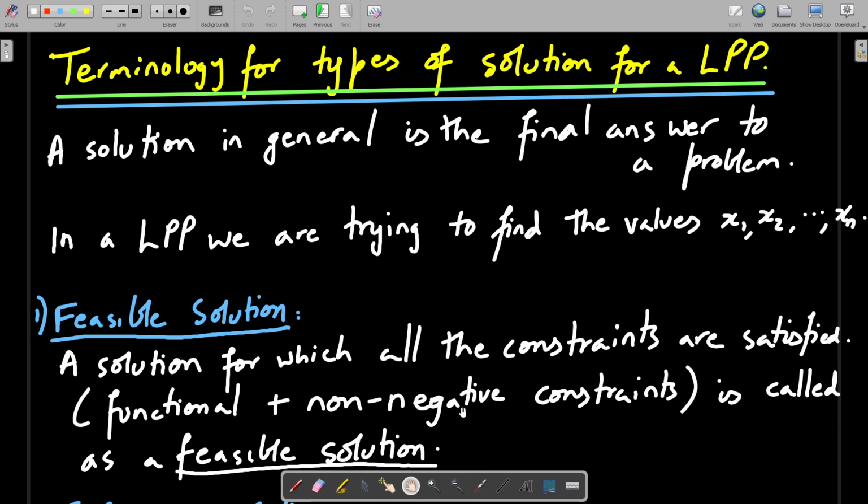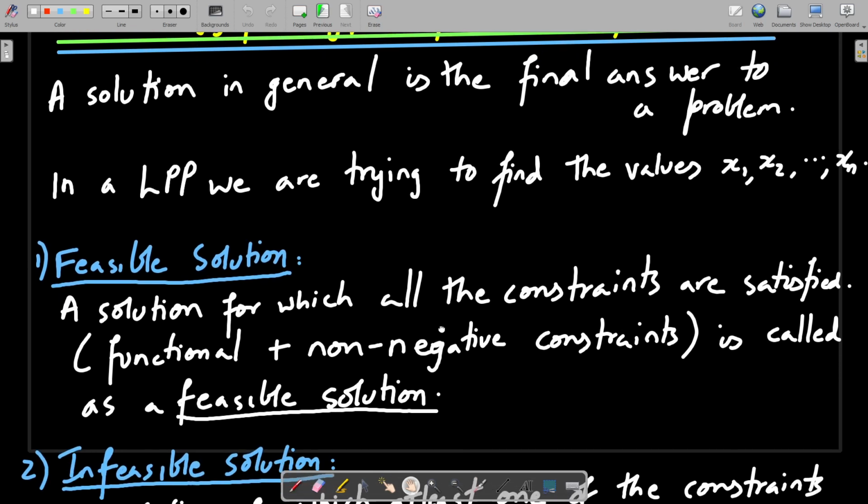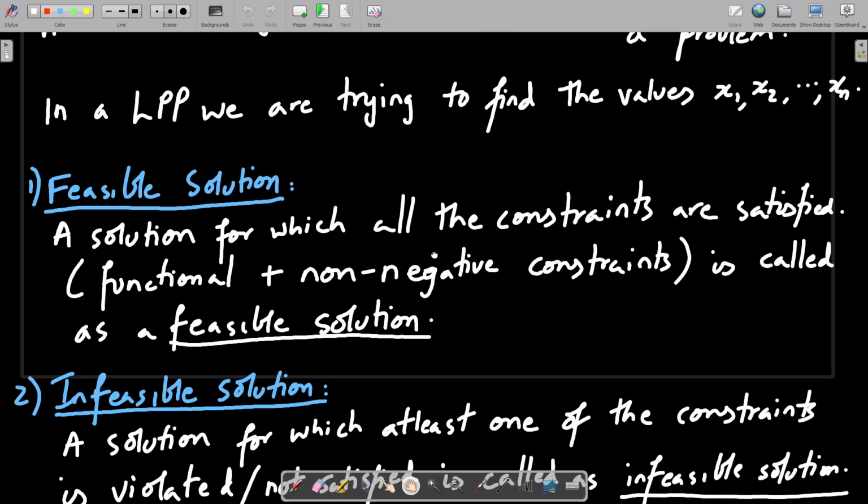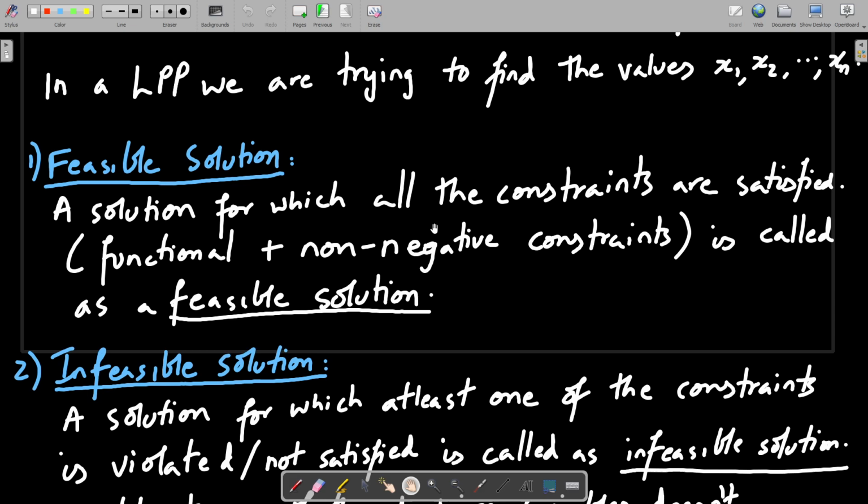And how do we solve the problem? We were given a system of inequalities, which we convert into equations, and after converting them to equations, we solve that system of equations. That will be a solution, but it may not be the solution you are looking for. That's why we have to do a little more analysis of that solution. So we try to classify the solutions now. The first kind is a feasible solution.